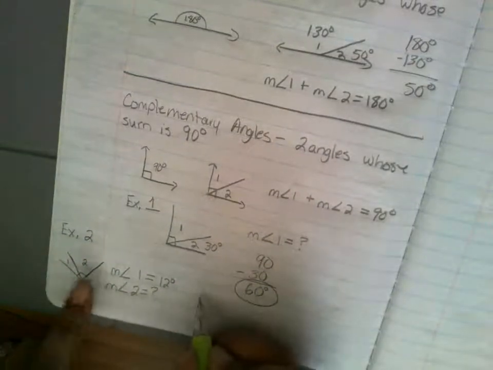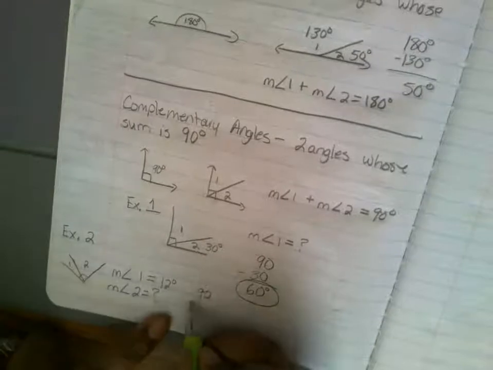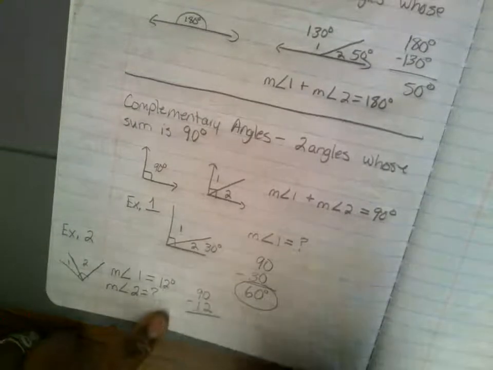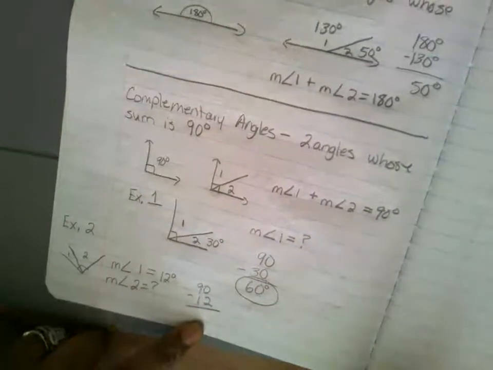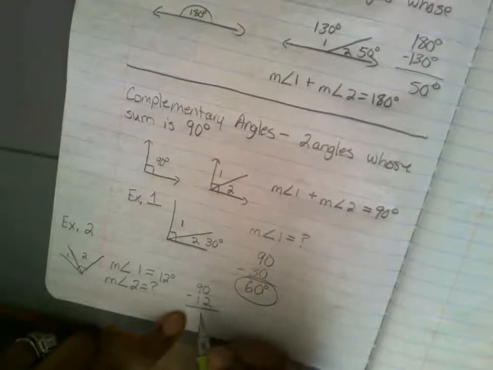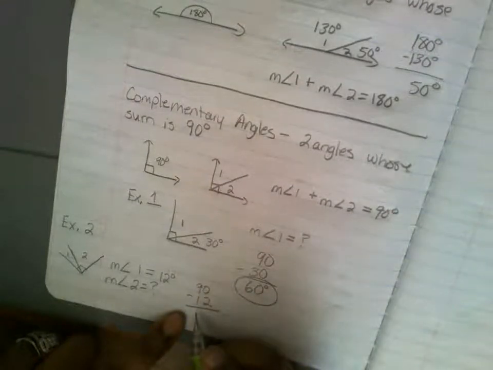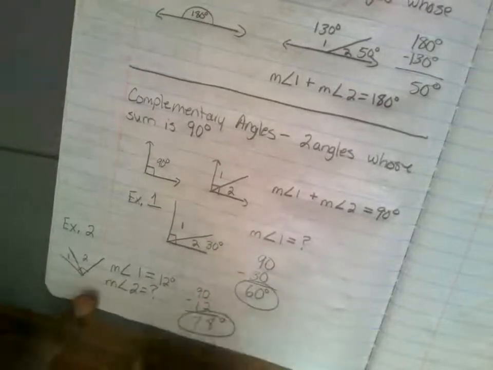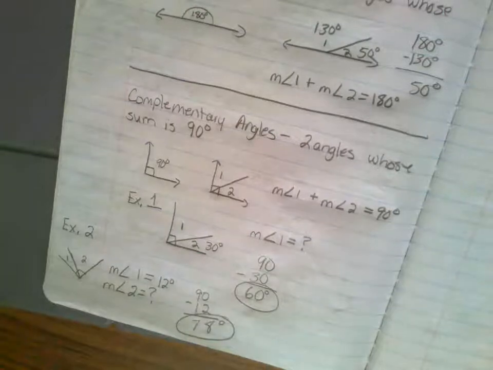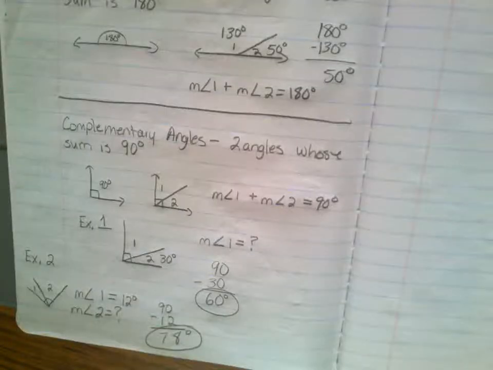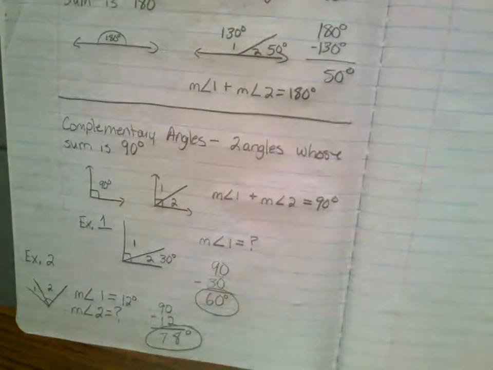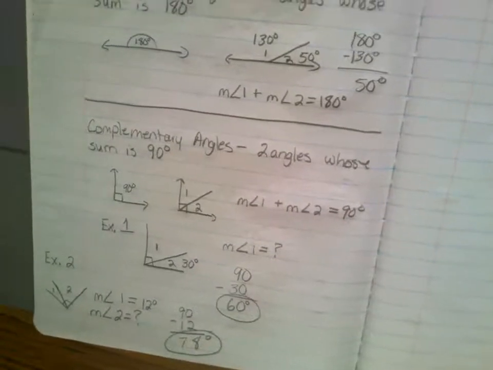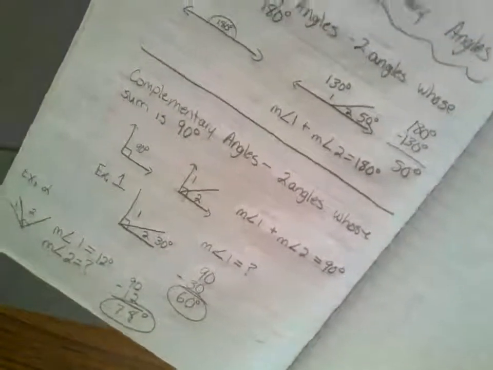Very good. You're going to say 90 minus 12. And what's 90 minus 12? 78. So we got 78 degrees for the measurement of angle 2. Again, exactly what Mr. Settle said. If the picture confuses you, turn it. So you can kind of see that, yeah, that is a 90-degree angle.